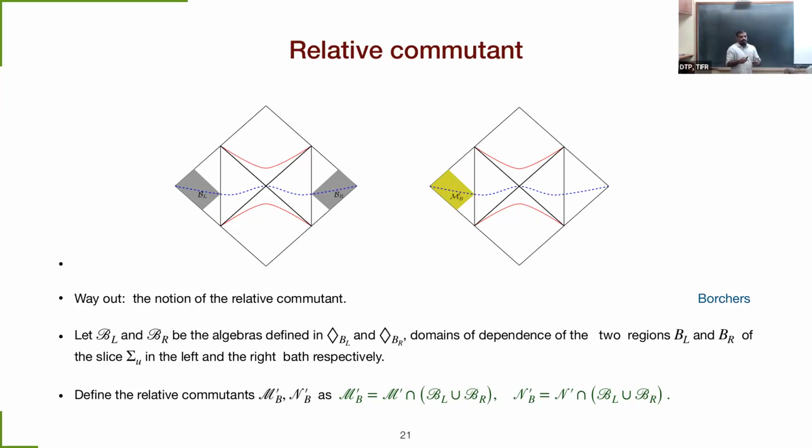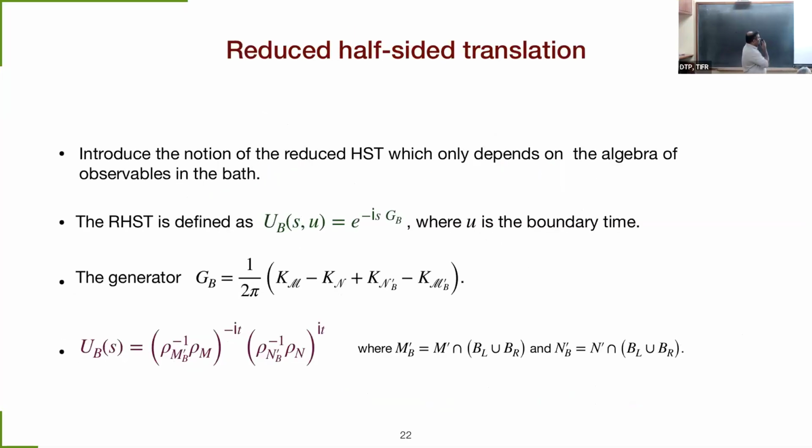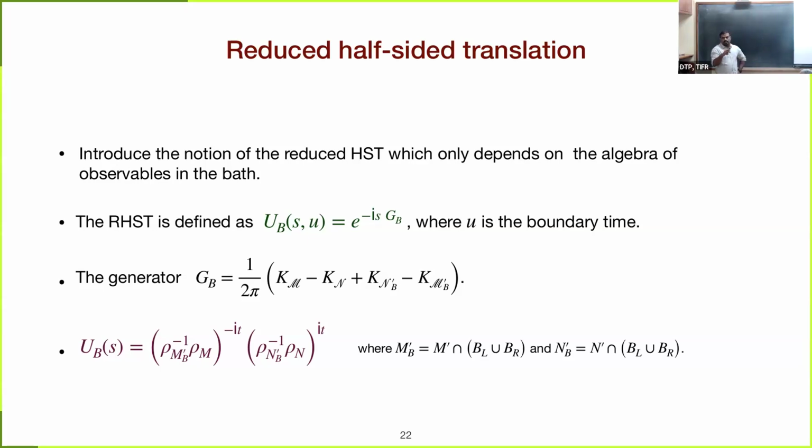So now we can start asking: let's generalize the half-circle translation for this setting. So we can introduce the notion of a reduced half-circle translation, more like the reduced density matrix, which only depends on the algebra of observables in the bath. This is the modification that we are making. So the RHST, the reduced half-circle translation, is defined as some U_B with generator G_B, where G_B is K_M minus K_N, and instead of K_N prime and K_M prime, you use K_N' B and K_M' B. M' B and N' B are the restrictions of the commutant to the bath algebra.